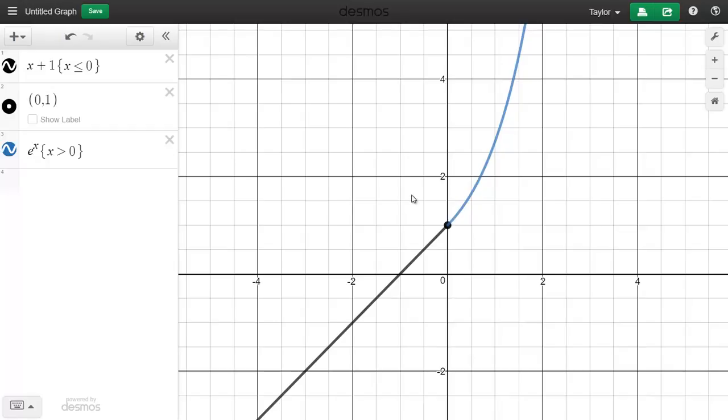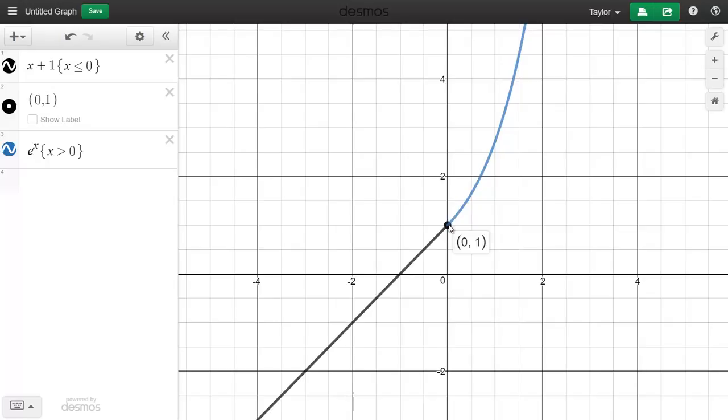Okay, is f of c defined? That's our first condition for continuity. So let's see, is f of 0 defined? Well, yes. This right here is the rule we use when x is equal to 0. So f of 0 is 1. That's the black dot.